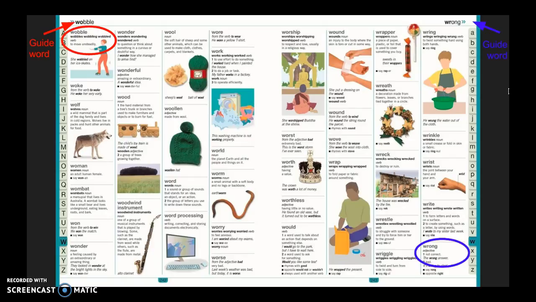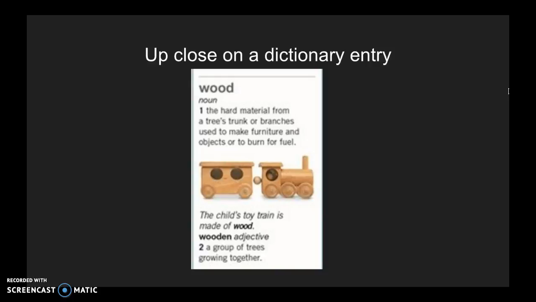Some other things I want to point out here. Let's go in close on a dictionary entry so we can see what we would find. First of all, we would find the entry word. In this case, the word is wood. We'd also see what part of speech is that word. Part of speech is the kind of word, like noun, verb, adjective, adverb, and so on. This word is a noun. Then we would see the definition of the word. The definition is the meaning of the word.